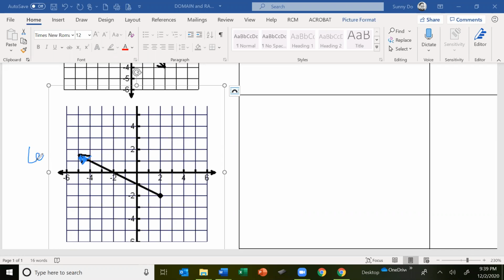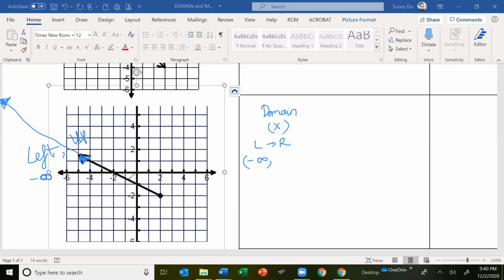Number one, it points to the left and up, isn't it? Pointing up and pointing to the left. So if we point to the left, we already know it's going to reach negative infinity because it's going to keep going forever to the smaller side. So for the domain, we're looking at the x value. It goes from the left to the right. The left side keeps going forever in the negative direction, so negative infinity.